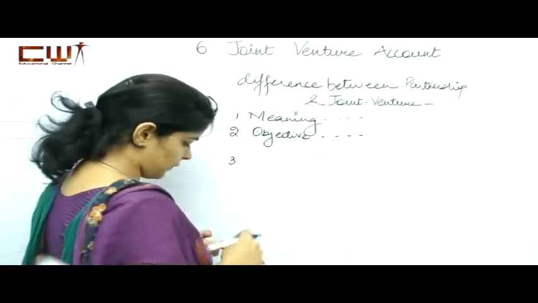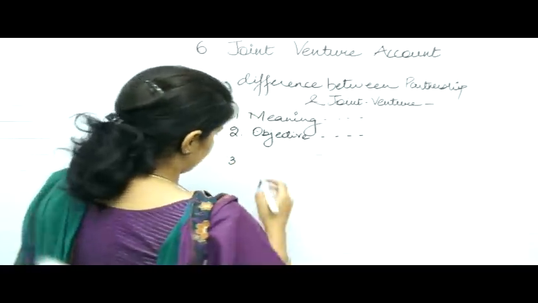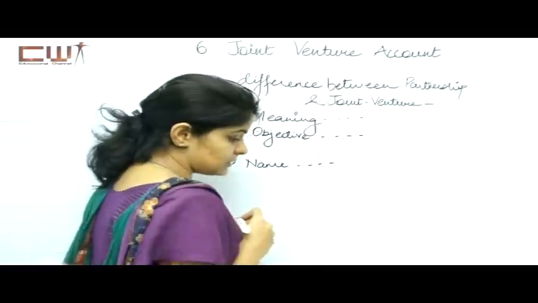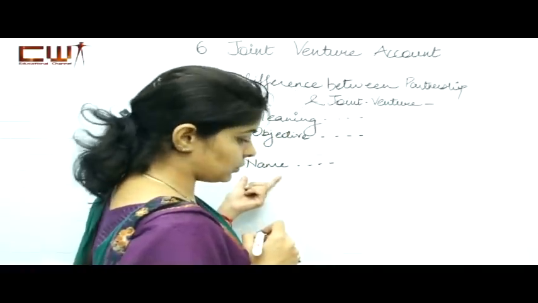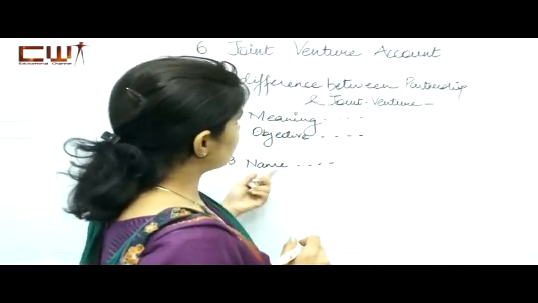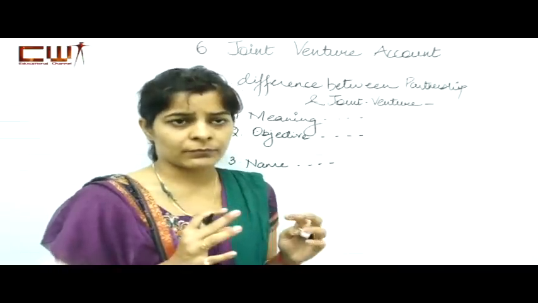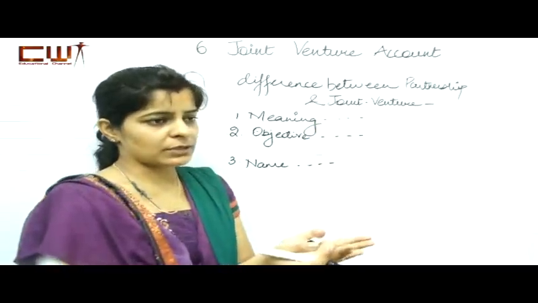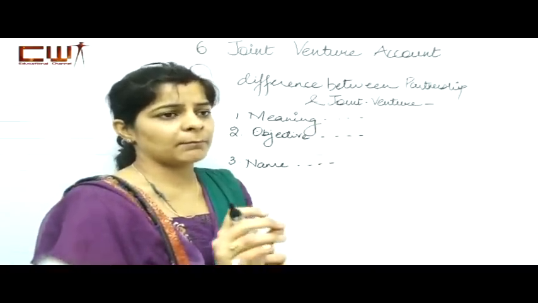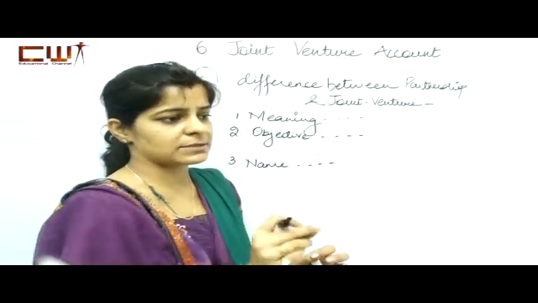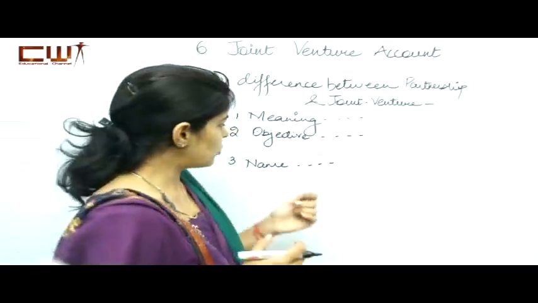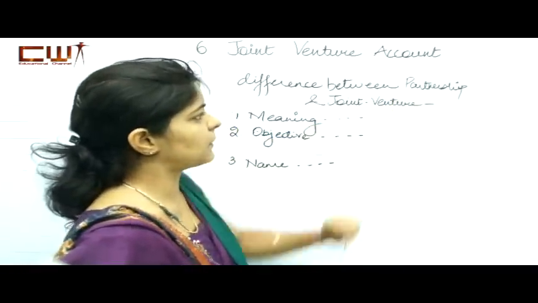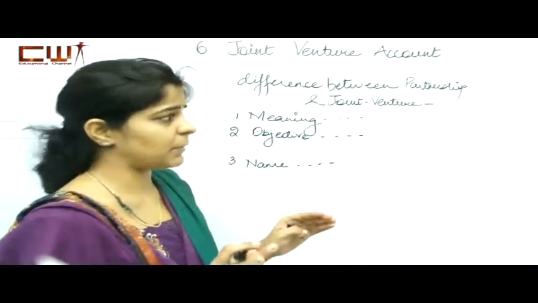Next point of difference could be the name. Name means no separate name is given to the joint venture. See, partnership has a particular name. Like you have sole proprietorship, you have partnership, Mr. ABC company, or partnership XYZ are partners. So a separate name is given to a partnership concern. But joint venture has no separate name.